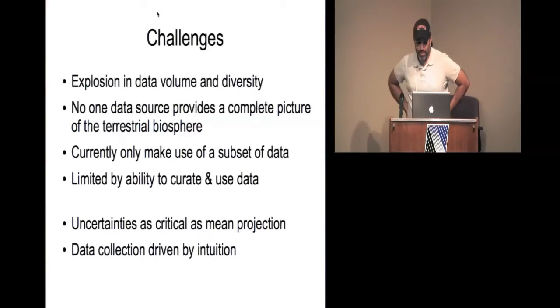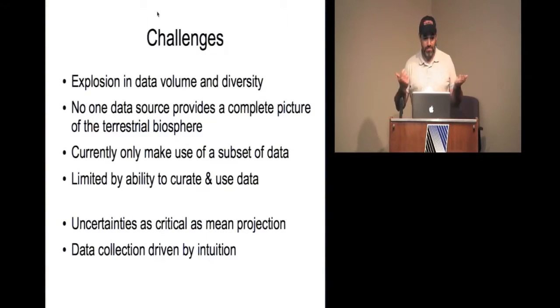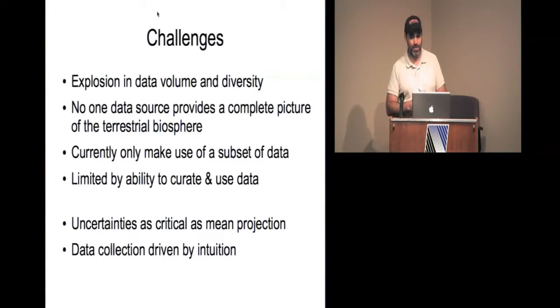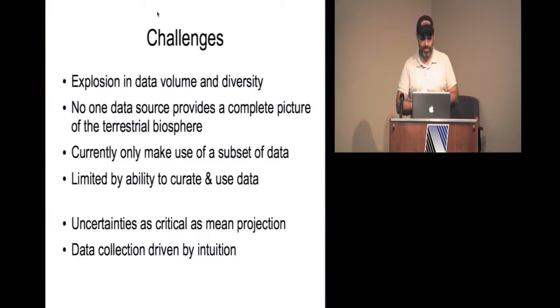So challenges: explosion in the volume and diversity of data. As in most scientific disciplines, ecology and global change is in the era of big data. One of the challenges in ecosystems which have so many different interacting parts is that no single source of data provides a complete picture about what the terrestrial biosphere is doing. So we might have data from remote sensing, we might have data from inventory plots, we have data from towers measuring carbon fluxes, but none of them tells us the complete picture about what the carbon cycle is doing.